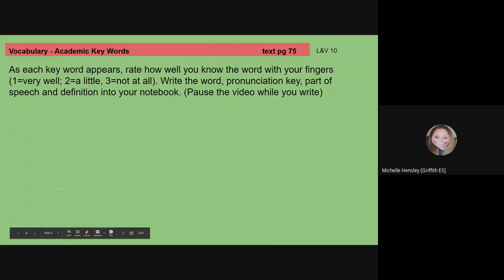Next word, how well do you know react? Is that a 1, 2, or 3? React. Do you know it very well? Could you tell me the definition? Do you know it a little? You've read it before, maybe you've heard it before, or not at all? Write the word down.